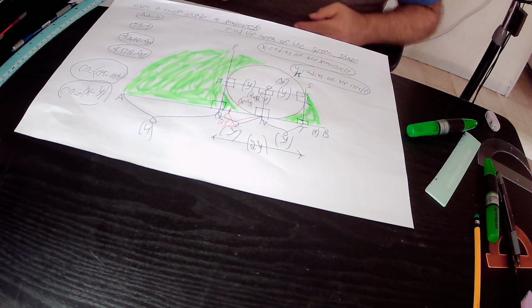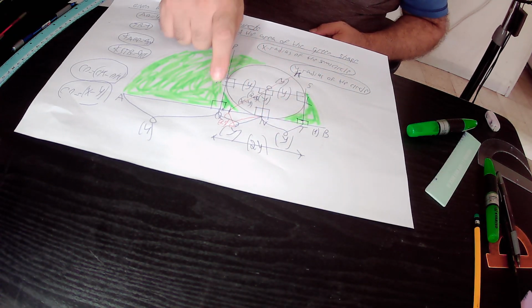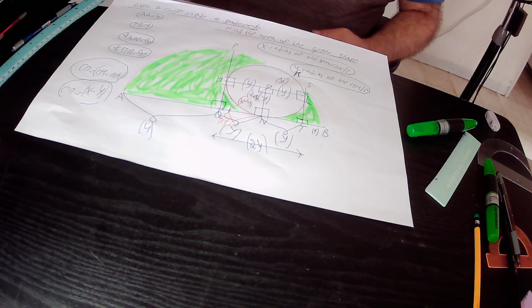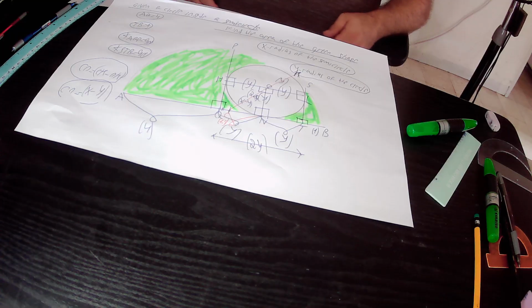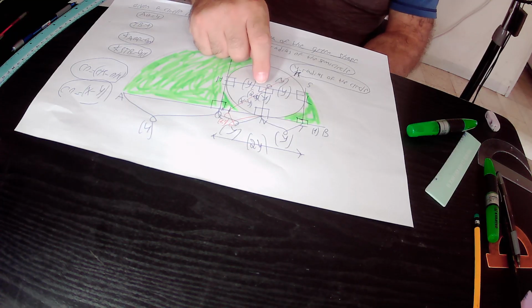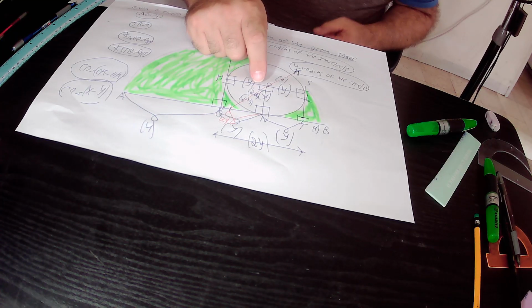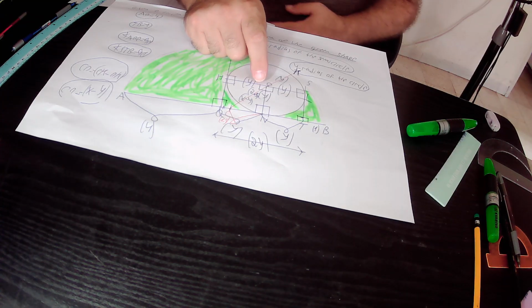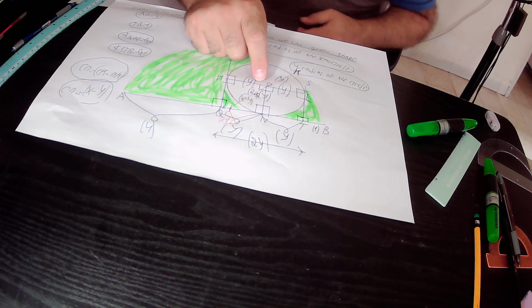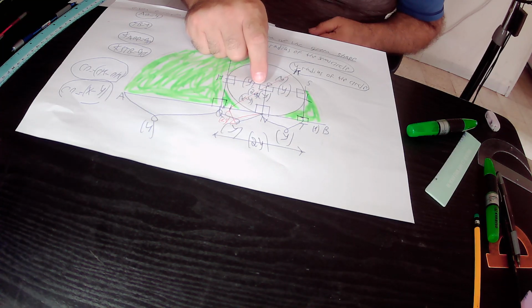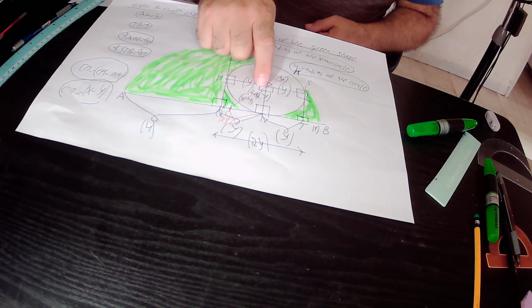So in quadrilateral OHQN, we have 1, 2, 3 right angles. The sum of 3 right angles is 270 degrees, so 270 degrees plus the size of this fourth angle must in total equal 360 degrees, according to the rule that the sum of the angles in any quadrilateral is 360 degrees. Therefore, this fourth angle must equal 90 degrees.